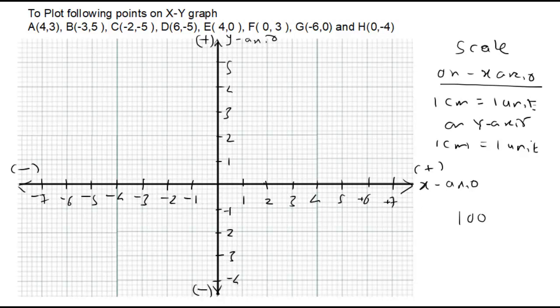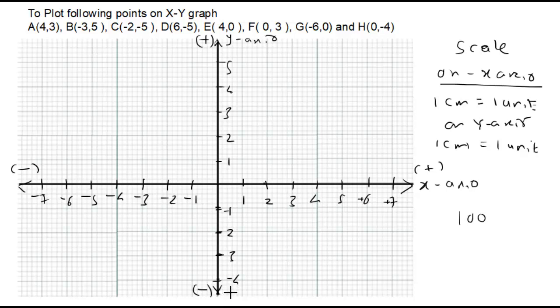One more thing, sometimes students commit mistakes like this. They start the 1 from here and then 2, then 3 and then 4. But this is not allowed. If you are selecting 1 centimeter equal to 1 unit, then you have to keep the distance of 1 centimeter only. So 1, 2, 3, 4, 5 and upward is 6. Here it is minus 1, minus 2, minus 3, minus 4.